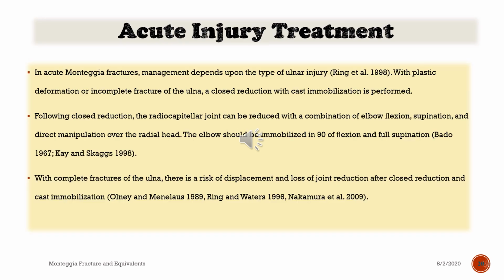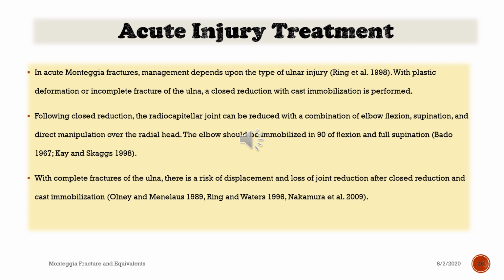In acute Monteggia fractures, management depends upon the type of ulnar injury. Ring et al. 1998. With plastic deformation or incomplete fracture of the ulna, a closed reduction with cast immobilization is performed. Following closed reduction, the radiocapitellar joint can be reduced with a combination of elbow flexion, supination, and direct manipulation over the radial head. The elbow should be immobilized in 90 degrees of flexion and full supination, Vardo 1967, Skaggs 1998.